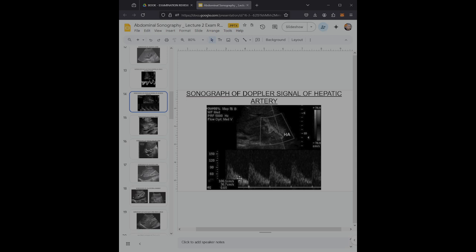And here we have a monophasic waveform of the hepatic artery. Here's your monophasic waveform. Here are your peaks. And here's probably your end diastolic volume, I presume. And this is peak systolic velocity.